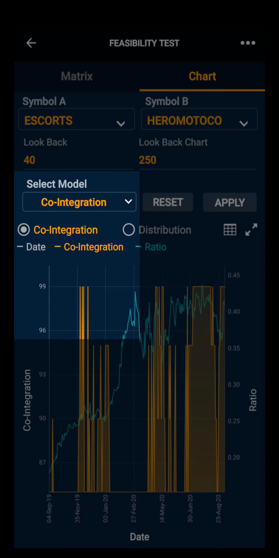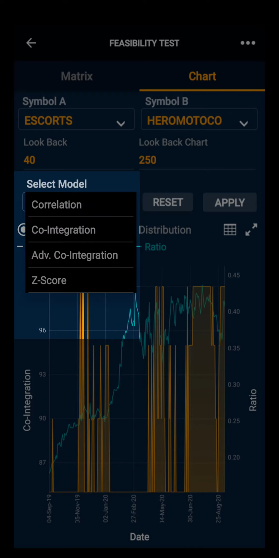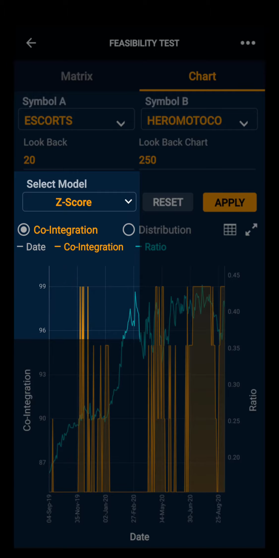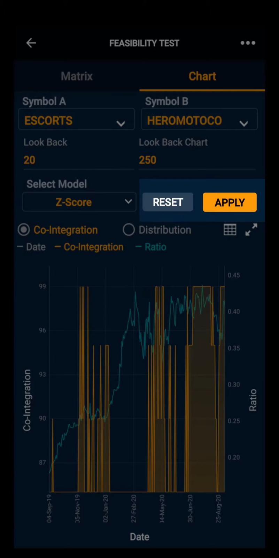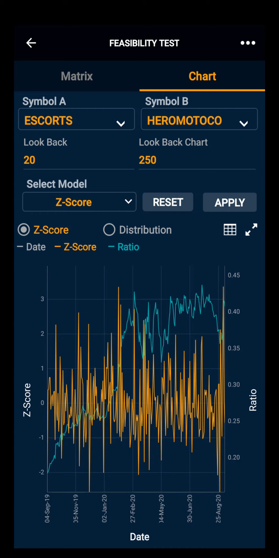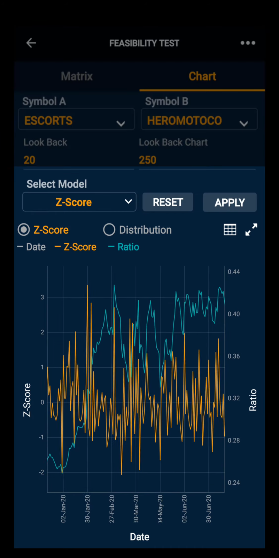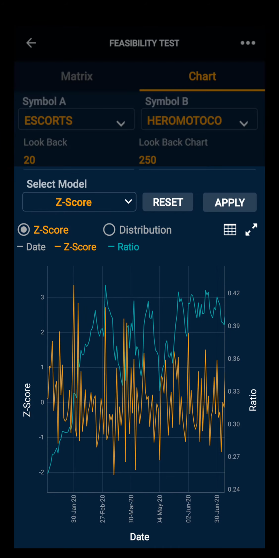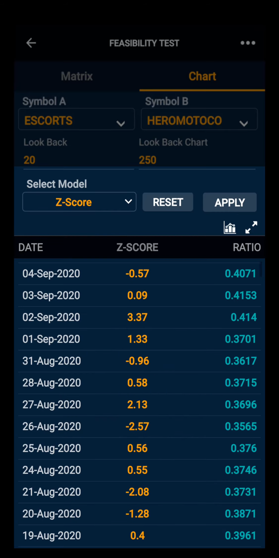In chart you have all the models: correlation, co-integration, advanced co-integration and Z-score. Z-score tells about deviation from mean. Let's select Z-score. Apply. Now on the chart we have the Z-score as well as the ratio. We can also see it in the table view. Now here we have the date wise Z-score and ratio.